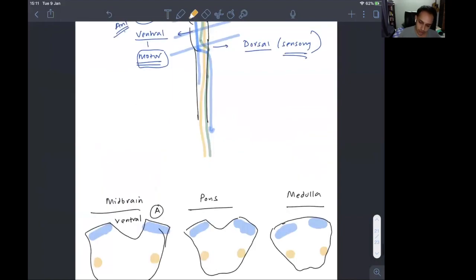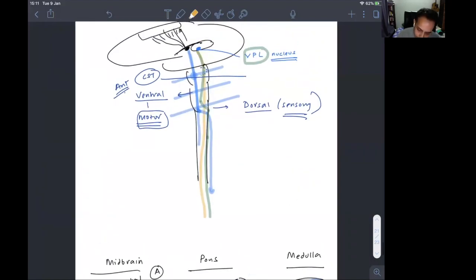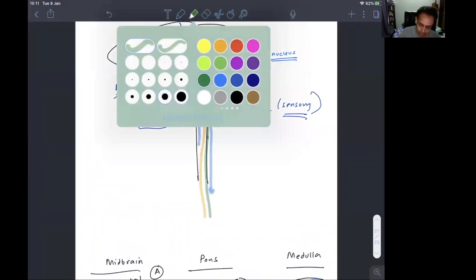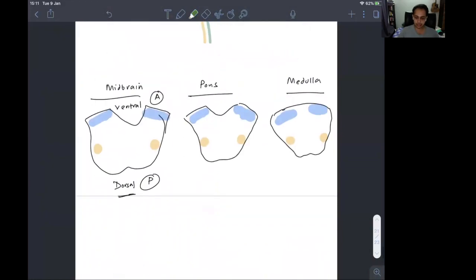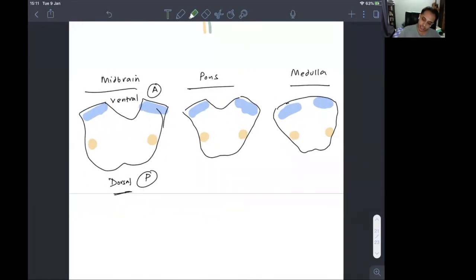Now, what about the posterior column, which I had shown in green. Now the posterior column is interesting because as it is ascending up, initially in the medulla, it will be separate. Then in the medulla, they start to cross over, because remember that the posterior column has not crossed over in the spinal cord. So they start crossing over in the medulla.